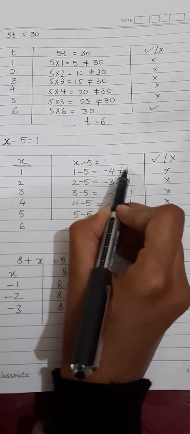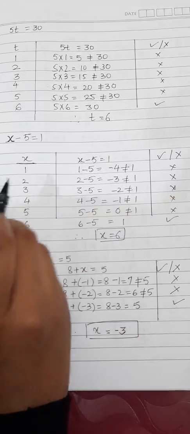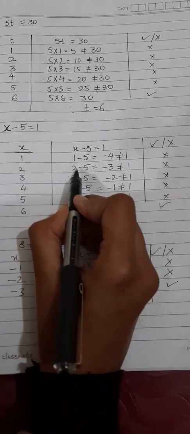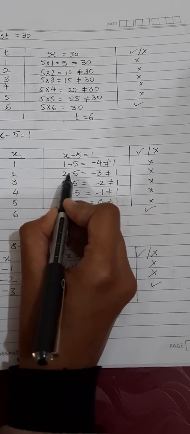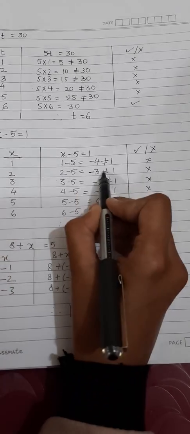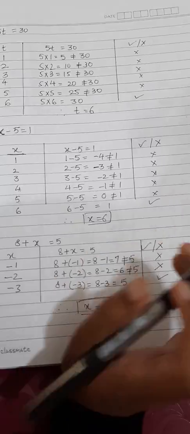And this minus 4 is not equals to the right side. So again, cross. Similarly, put 2. 2 minus 5 will give you, what is 5 minus 2? 3. But with 5, negative sign is there, so negative will come. And that is also not equals to 1. Put 3, 4, 5. What is 5 minus 5? 0, which is also not equals to 1.